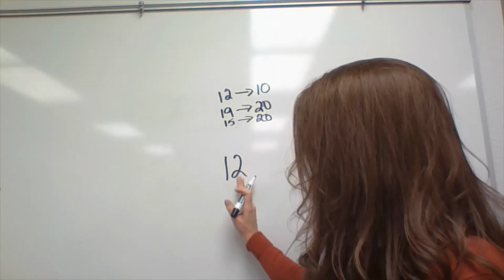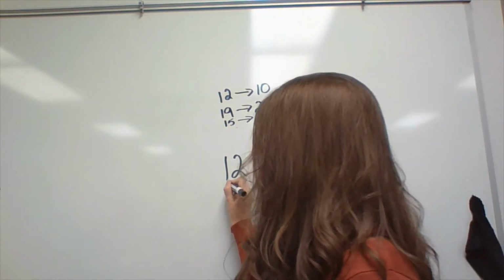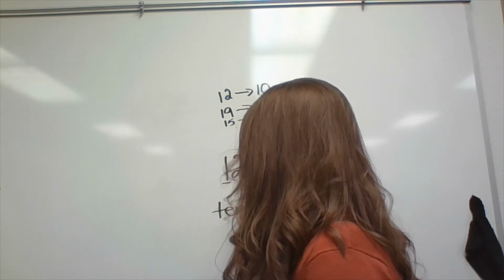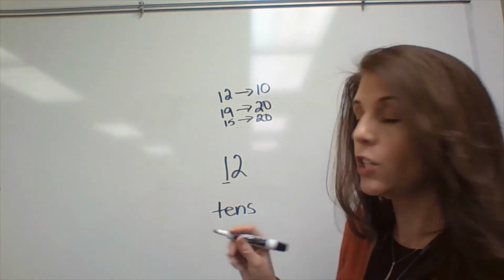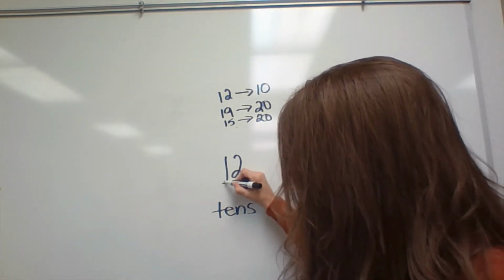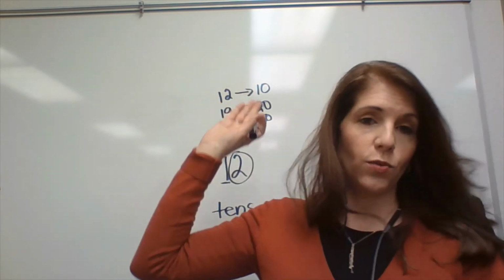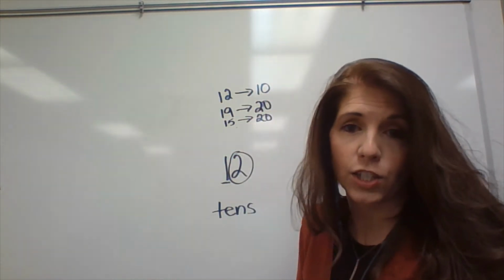Okay, if you remember, this first one is the ones, the second is the tens. So I'm going to underline that place because I'm looking to round this number to the closest tens. Okay, so as soon as I underline the tens place, which is the place I'm looking for, I'm going to circle the number or the digit right to the right. Okay, the neighbor right next door.